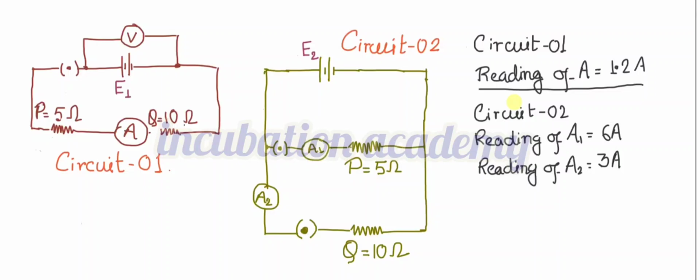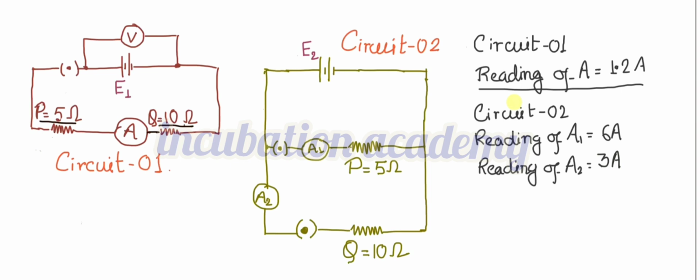Welcome everyone. Two circuits are displayed here as circuit 1 and circuit 2. In circuit 1, P and Q are resistors: P is 5 ohm and Q is 10 ohm. These two are connected in series combination.